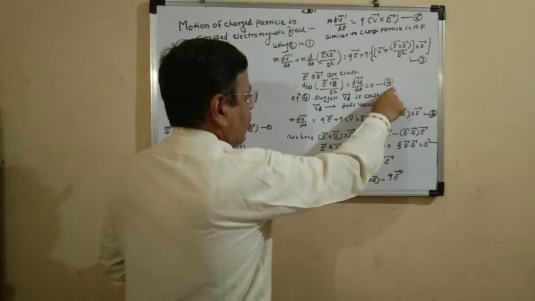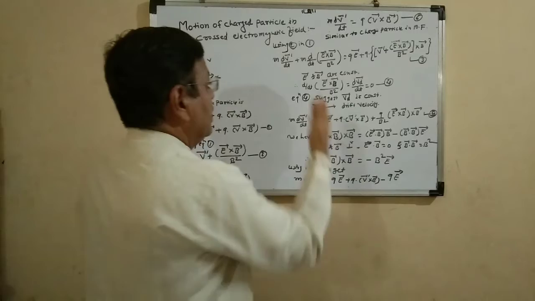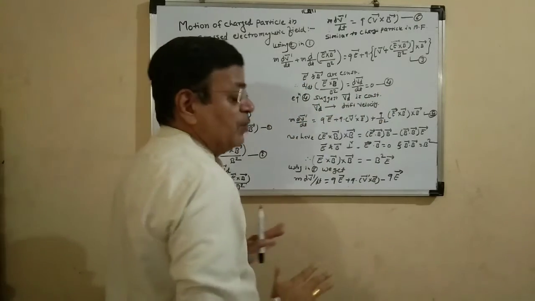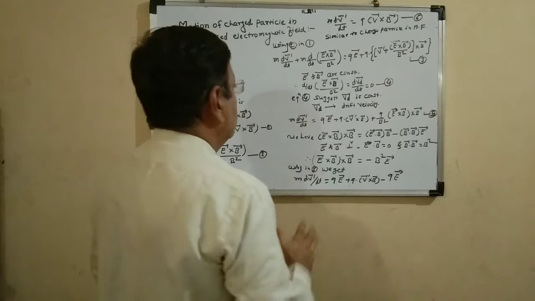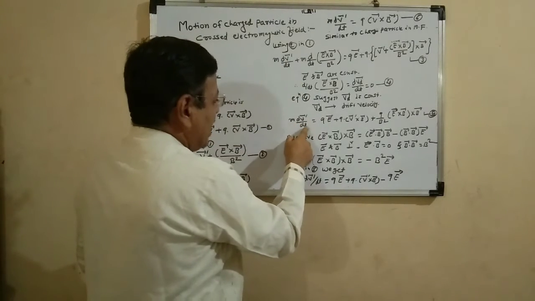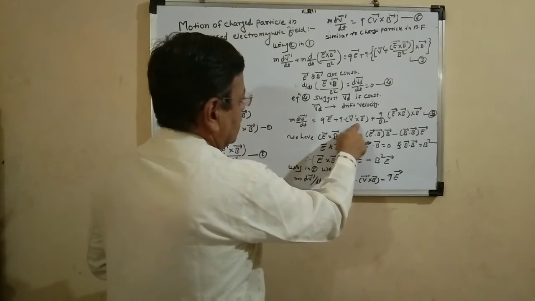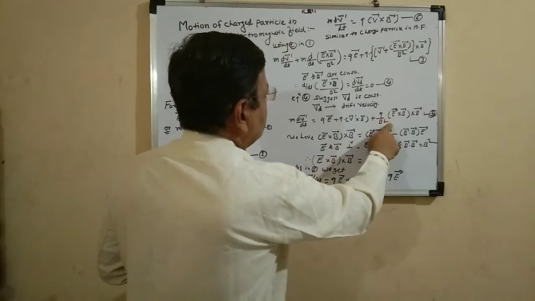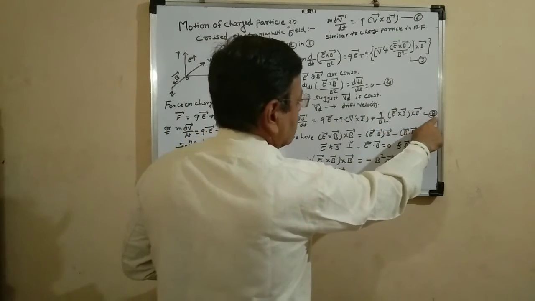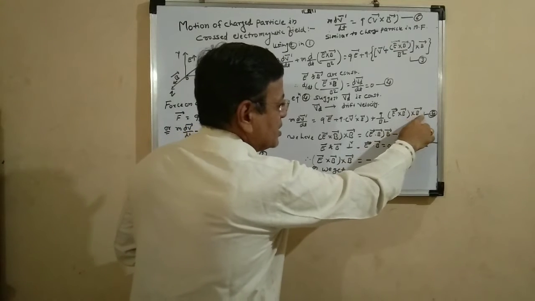That is equation number 4, where Vd, that is (E × B)/B², is constant because E and B are constant. So equation 4 suggests Vd is constant. Vd is nothing but our drift velocity. So equation 3 becomes m dV'/dt = qE + q(V' × B) + (q/B²)((E × B) × B). Call this equation 5.